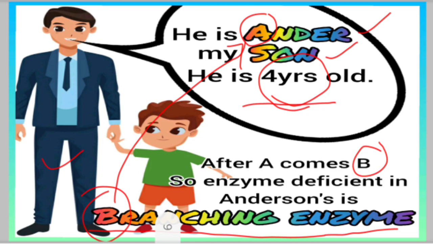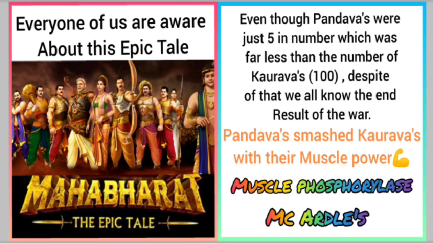Now let's move forward. Now here we have a Picmonic which says that this particular epic tale is very famous, and we all know about it: Mahabharata was a very famous epic tale in which a war was fought between the Pandavas and Kauravas. And as we all know, the Pandavas were only 5 in number. So this is the fifth disease we are talking about, and the Kauravas were 100 in number. So despite being 5 in number, the Pandavas won the war.